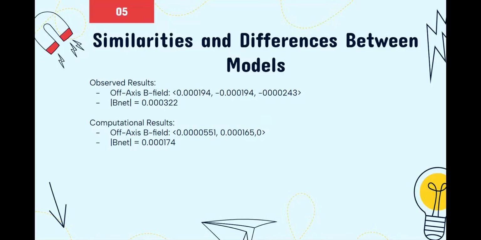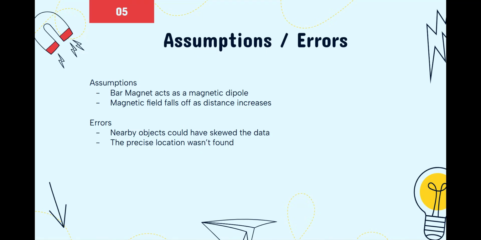So some similarities and differences. My measured off-axis net field was 3.22 times 10 to the negative 4 Tesla, with the computational model predicting 1.74 times 10 to the negative 4 Tesla. There's a factor around 1.85 between them, and so what are some assumption errors that led to this? Well, assumptions were that the bar magnet acts as a magnetic dipole, and the magnetic field falls off as distance increases. And the errors were that nearby metallic or magnetic objects could have distorted the field, and uncertainty in pinpointing the exact location could have led to some precision errors.